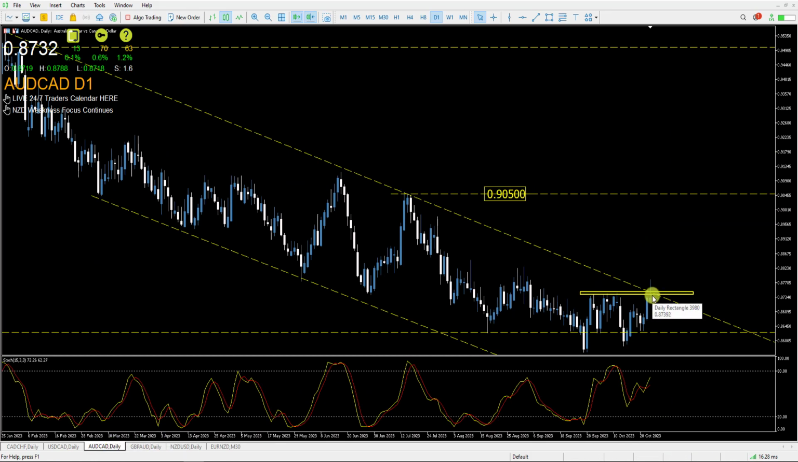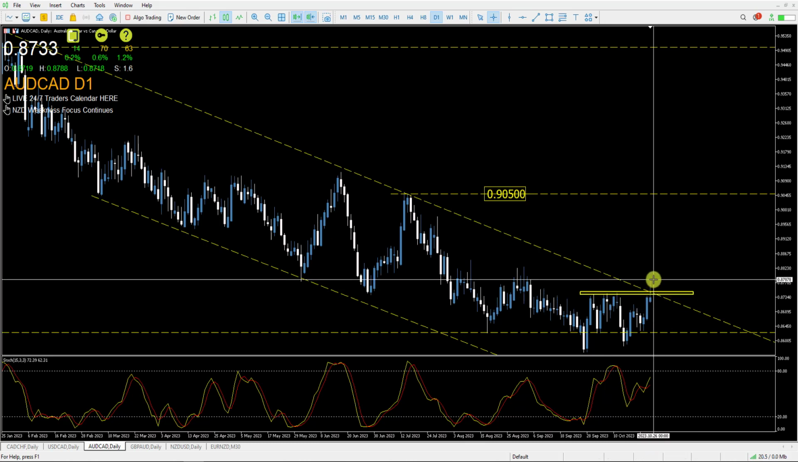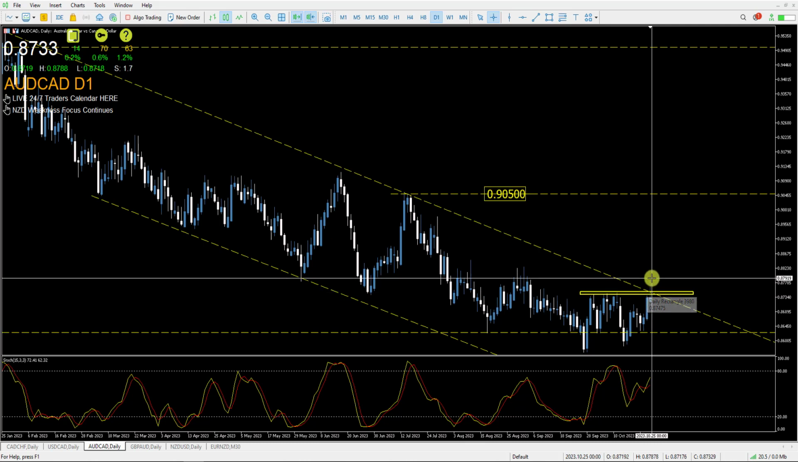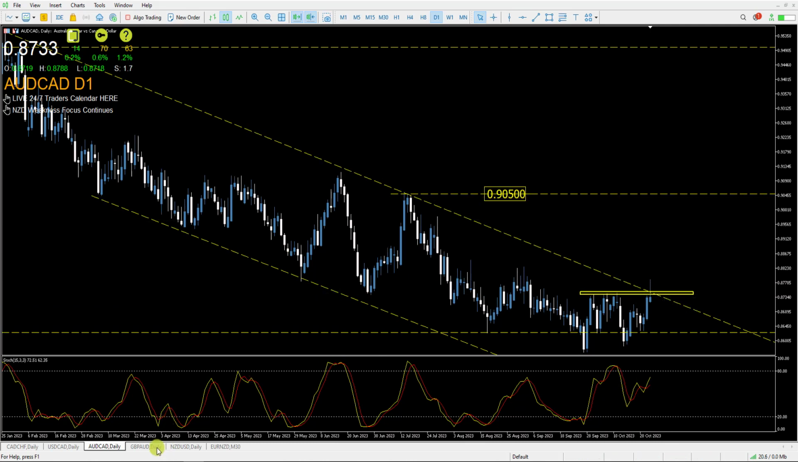Same with Aussie CAD, really. Aussie CAD is suggesting that we look for some longs. We're at previous highs right now. So again, I want to see price close out of this range, close out of this trend line resistance as well. Then it opens the door for a bit of a move.